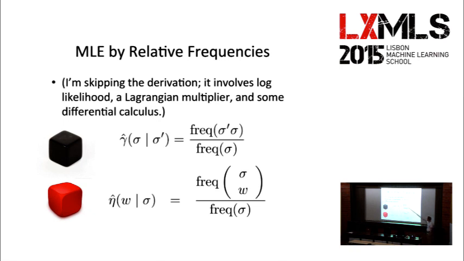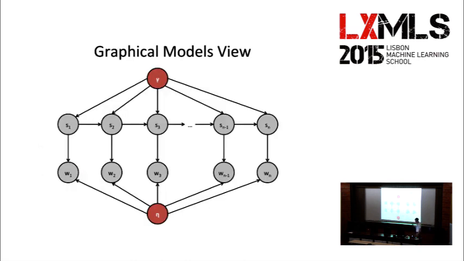Count the number of times sigma prime transitions to sigma, and divide by the number of times you saw sigma prime. And what you get is the conditional probability. Very, very simple. Same thing for emissions. Count the number of times you saw state sigma emit word W, divide by the number of times you saw state sigma. Very intuitive. People gravitate towards this notion very, very naturally. I think it's because of what you learned in middle school, when you learned to count the coin flips and things like that. Turns out you can prove it's correct. You can prove it's the maximum likelihood estimate.